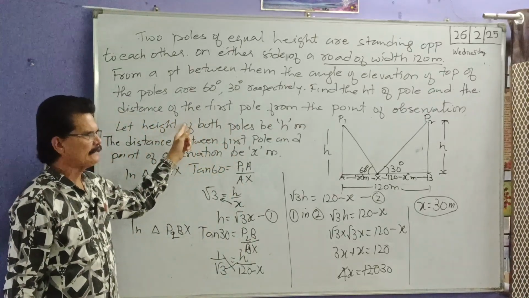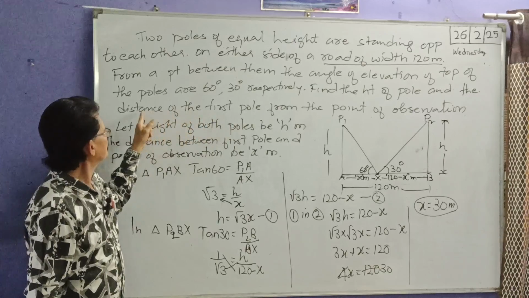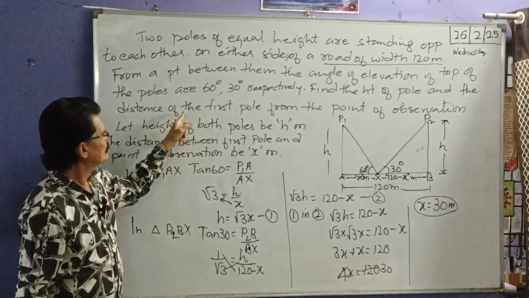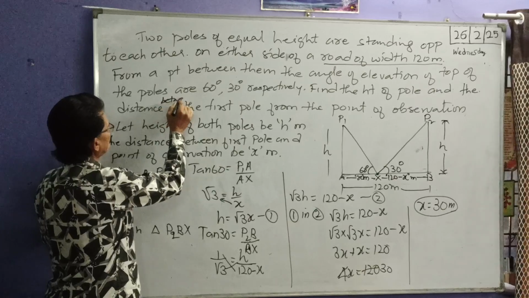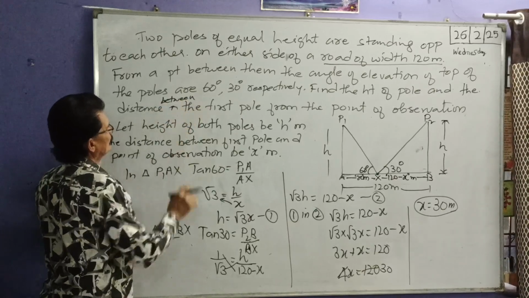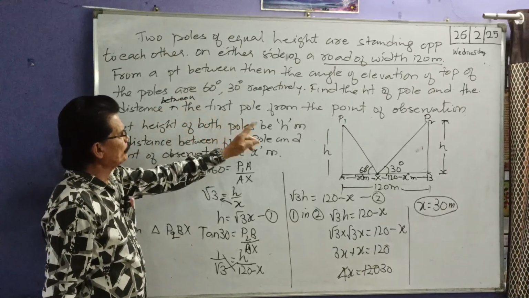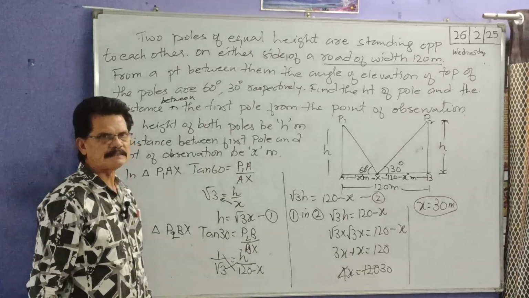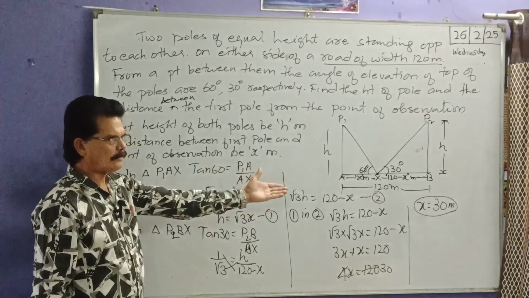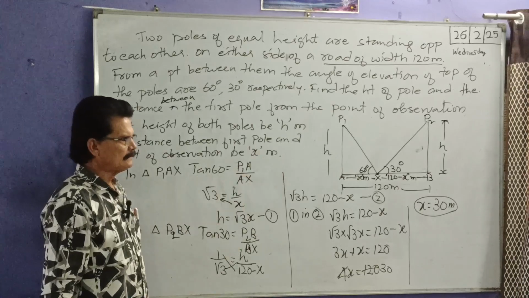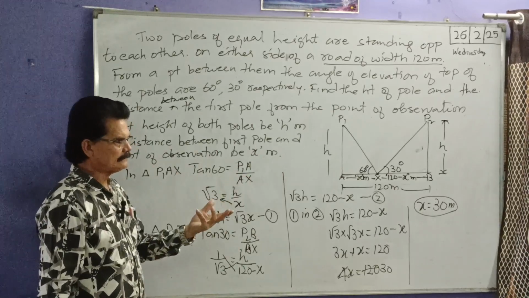What is the second question here? Find the distance between the first pole and the point of observation, and that is x. So we got x as 30 meters. Now we have to get h, the height.